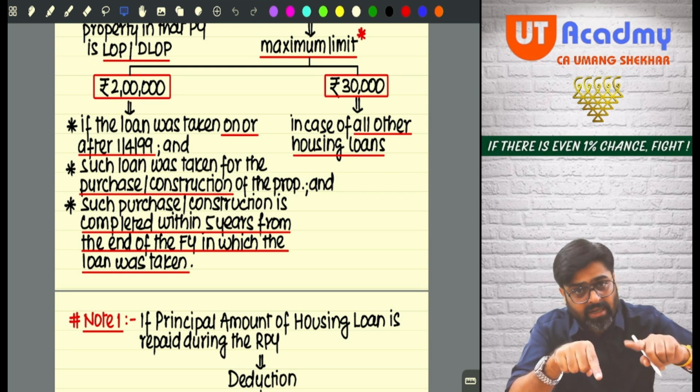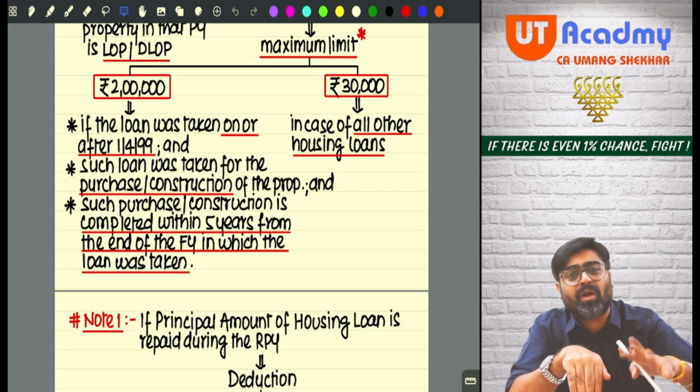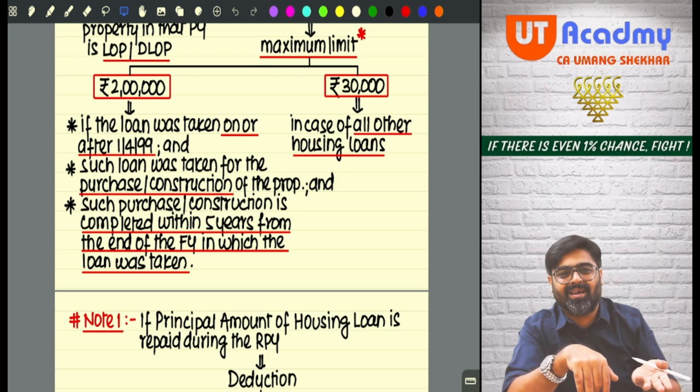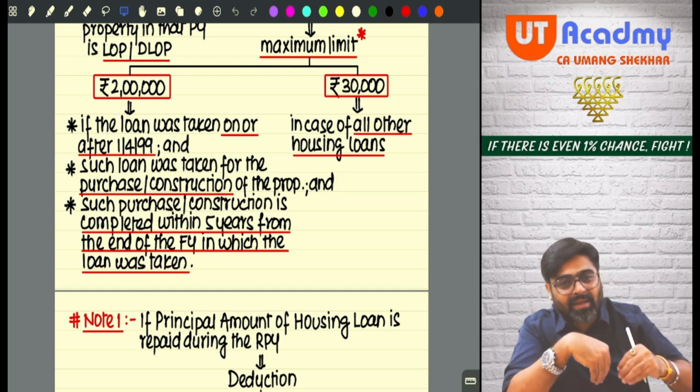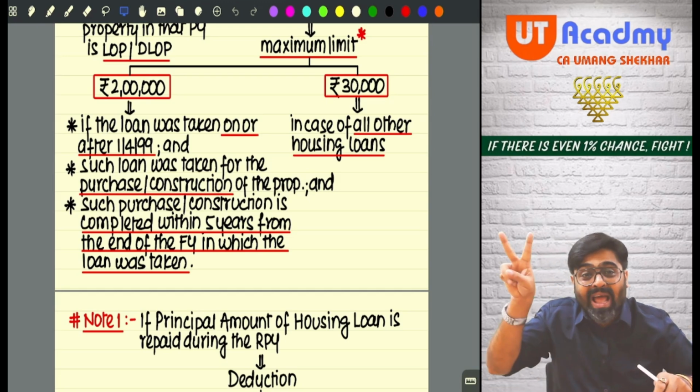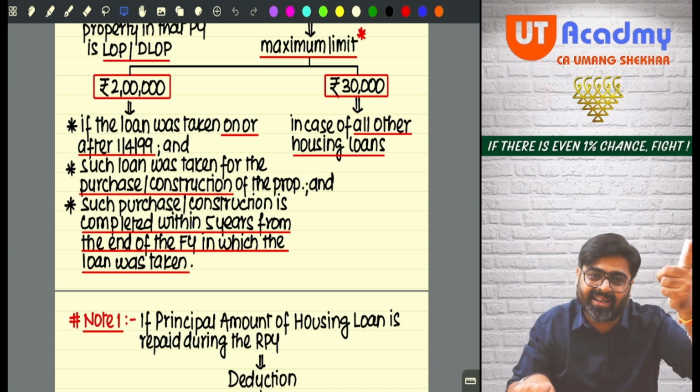On that loan, will interest be allowed? Yes, it will be allowed because it is still your housing loan only, no? Repairs of the property, you are taking a loan for that. That is a housing loan only. But on that, the 2 lakh limit cannot be applied. On that, the 30,000 limit can be applied.